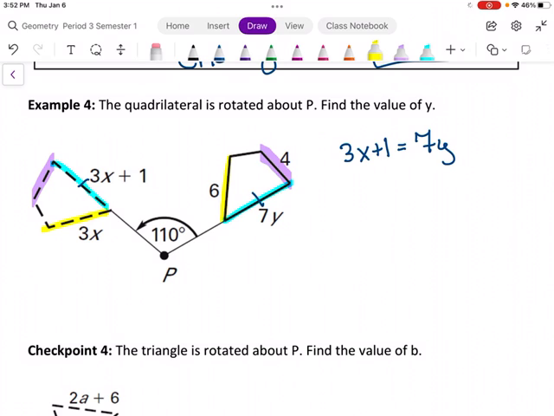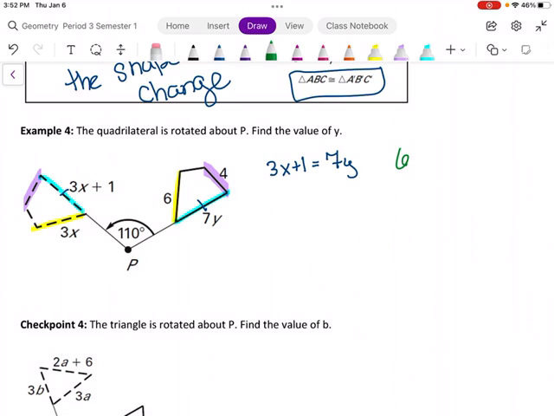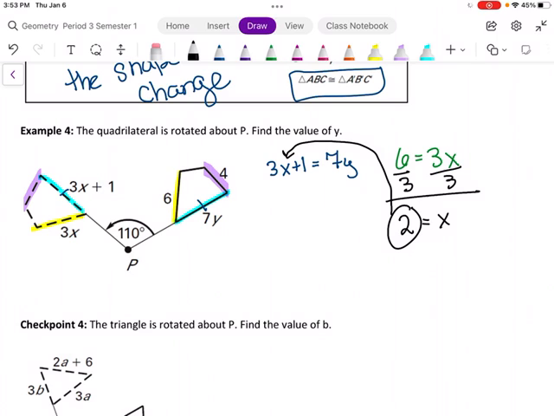So we can set up an equation with those. So we know 6 is equal to 3x. That gives us enough information to solve for x by dividing both sides by 3. And we would get x equal to 2. Then we can take that and plug it in and solve for y. So why don't you pause the video, solve for y, and then press play to check your answer.